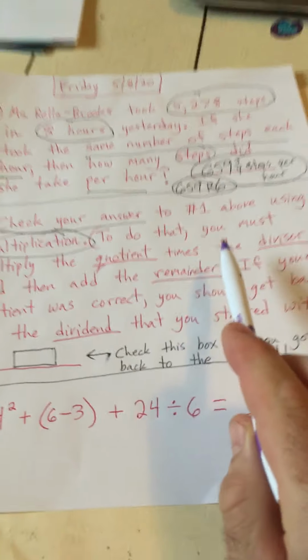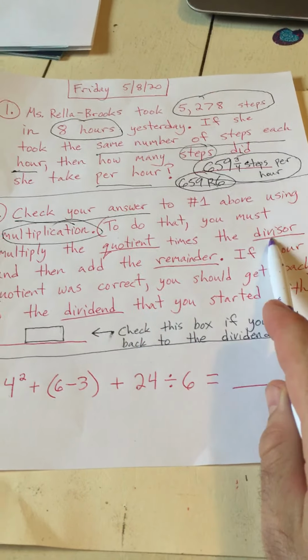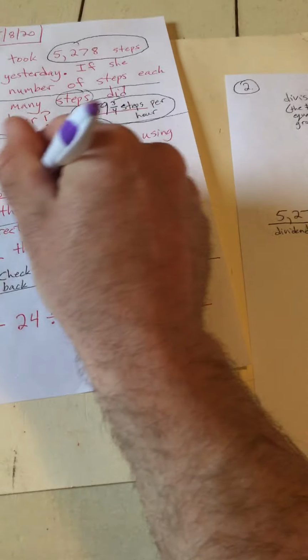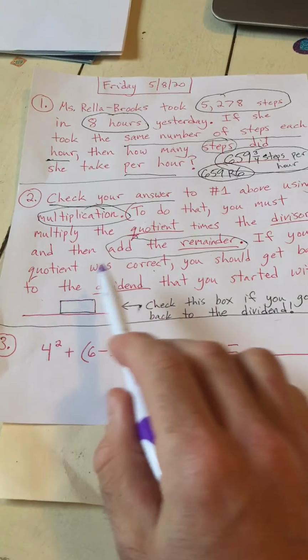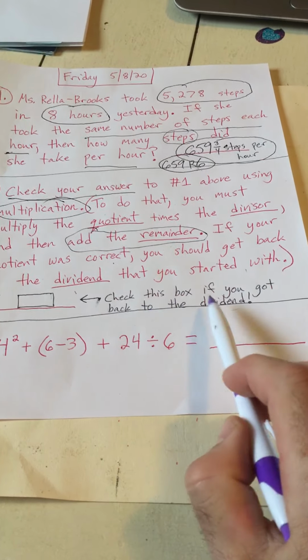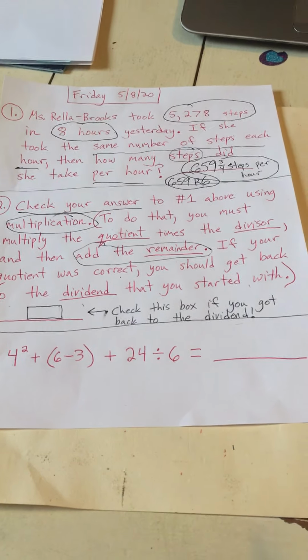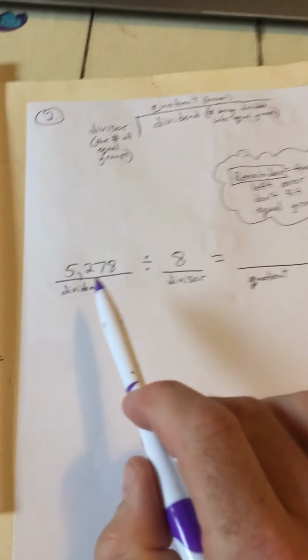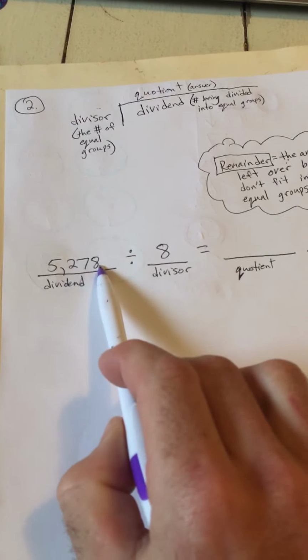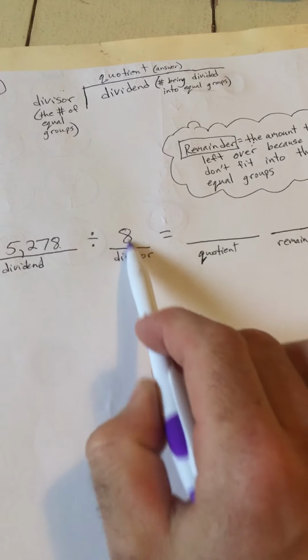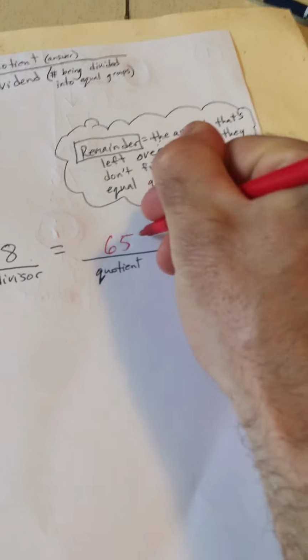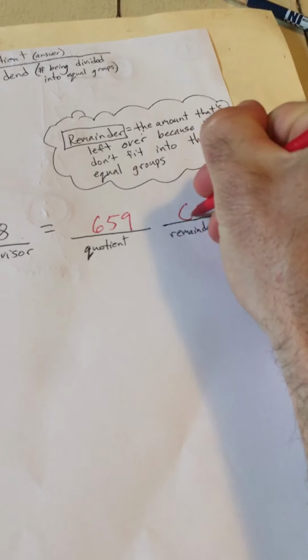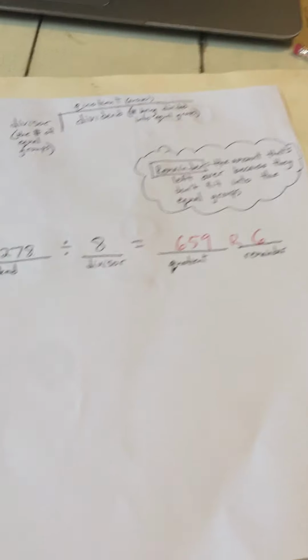Okay, so it says to do that, you must multiply the quotient times the divisor and then add the remainder, if there is a remainder, which there is in our case. If your quotient was correct, you should get back to the dividend you started with. And then it just wants us to check the box if we did get back to the dividend. So what we did here, the dividend was 5,278. We divided that by the divisor of 8, and we got an answer of 659. That was our quotient. And the remainder was 6.